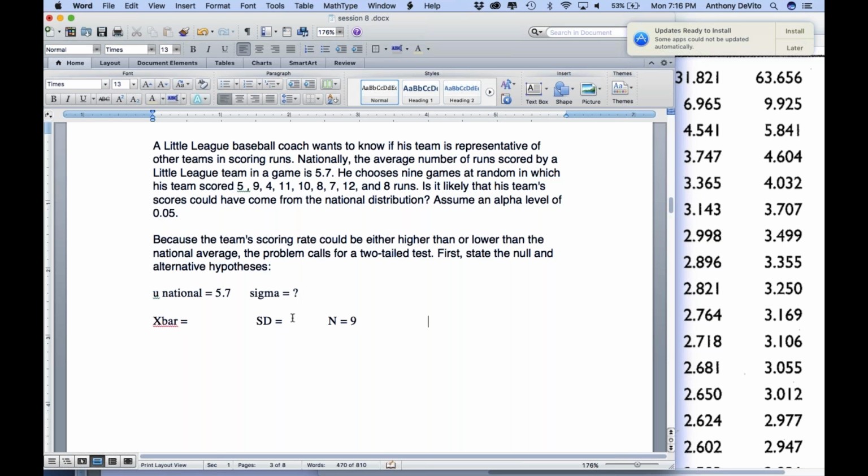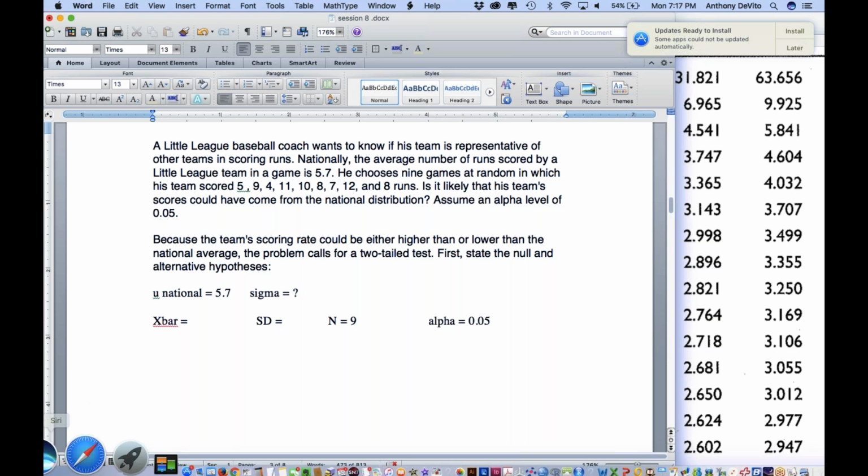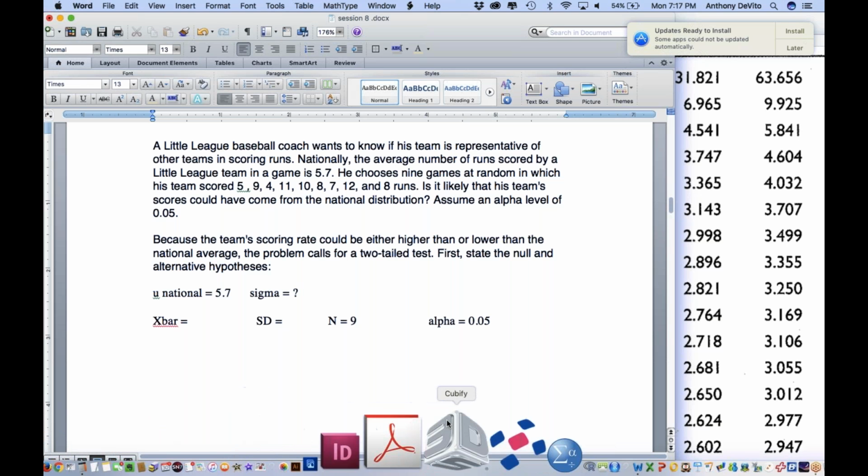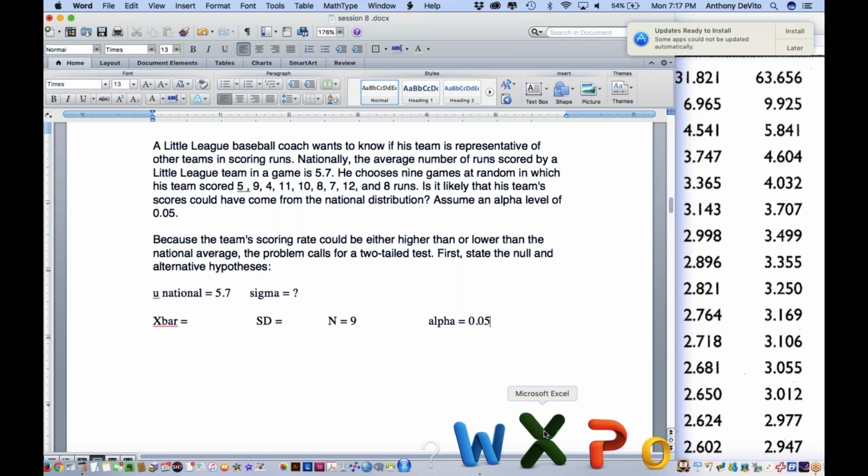What else do we need to know? We have to decide before we do this, what is our acceptable level of error? So alpha is going to be equal to, again, 0.05. We can call it 5%. So let's calculate X bar and the standard deviation, and then we'll put together our null and alternative hypothesis. As it happens, I think I uploaded a copy of this from Blackboard into Excel.